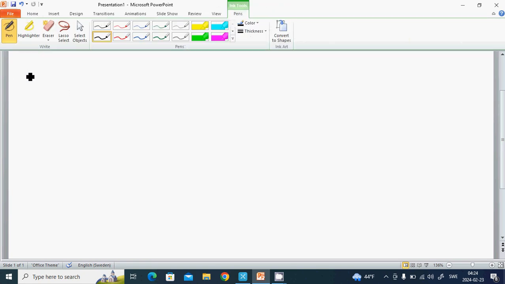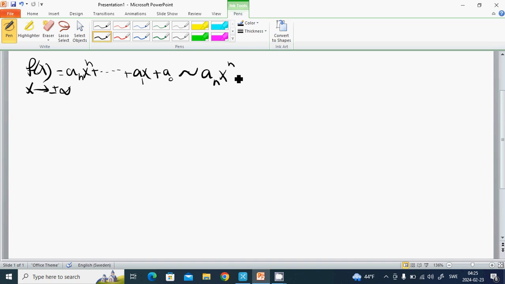Equations. f of x, when x goes to plus minus infinity, is a index n x power n plus a index n minus 1 x power n minus 1 plus ... plus a zero. Then it is corresponded by a index n multiplied by x power n. It is corresponded.